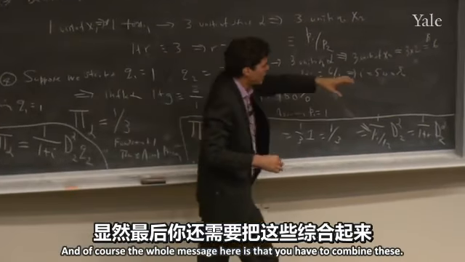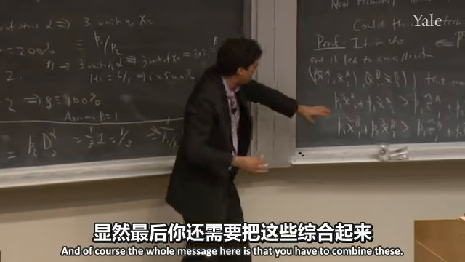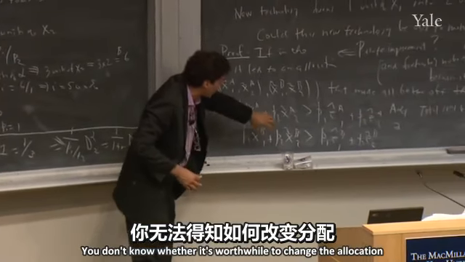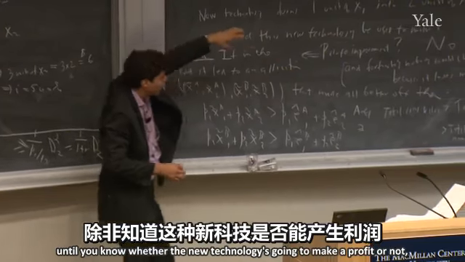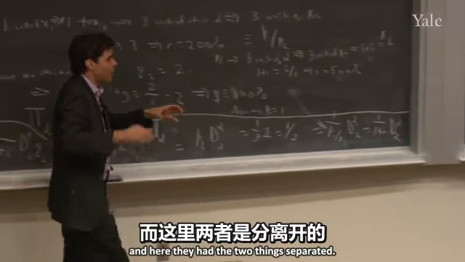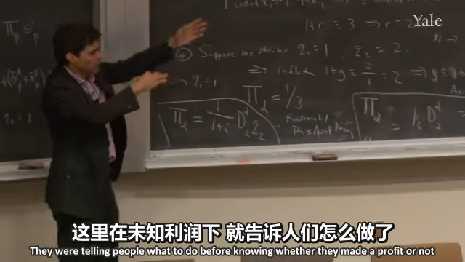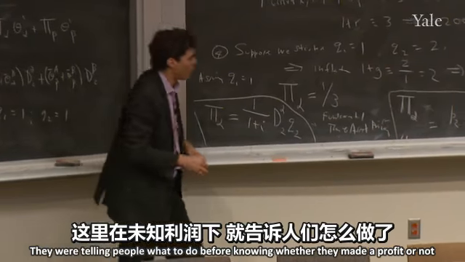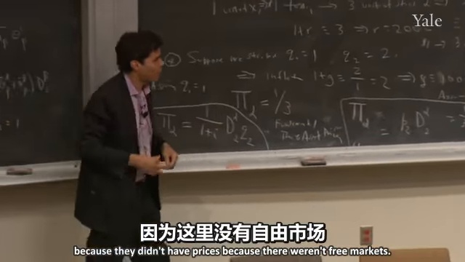And of course the whole message here is that you have to combine these. You don't know whether it's worthwhile to change the allocation until you know whether the new technology is going to make a profit or not. And here they had the two things separated. They were telling people what to do before knowing whether they made a profit or not, because they didn't have prices, because there weren't free markets.